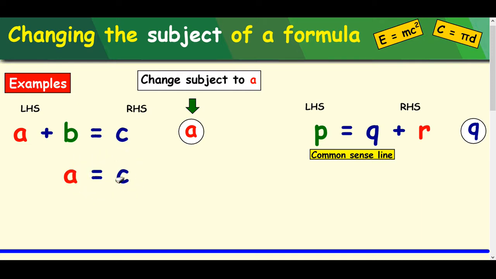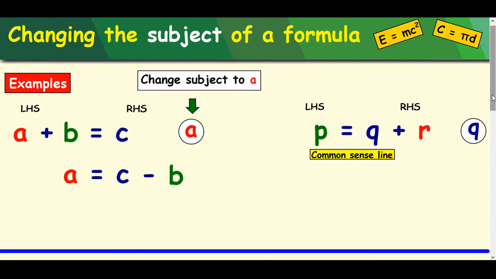So I'm going to keep the C there, but what do I have to do to the plus B to undo it, if you like? Well, you would take away the B, and now A has become the subject. And that's your formula complete. Obviously, these are simpler ones. They get more complicated, but that's the general idea.